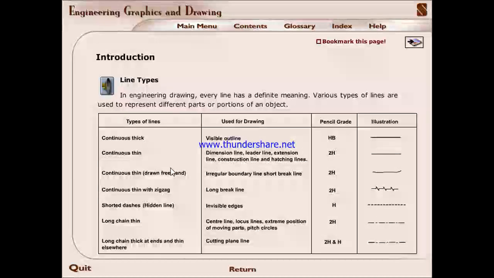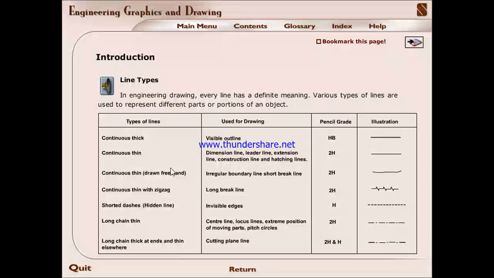Introduction regarding line types. In engineering drawing, every line has a definite meaning. Various types of lines are used to represent different parts or portions of an object. Types of lines used for drawing, pencil grade, illustration. This is a table in which the first one, continuous thick, is the visible outline.